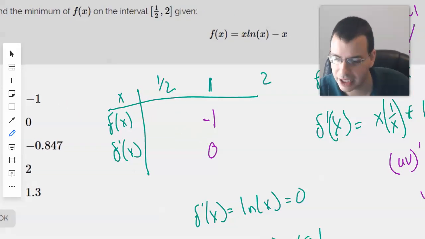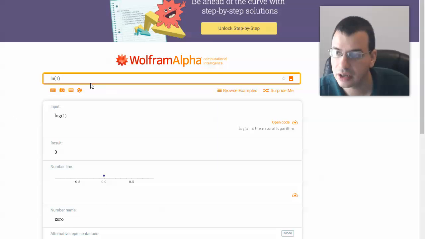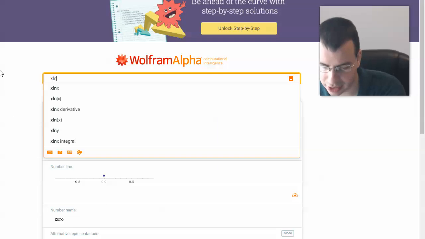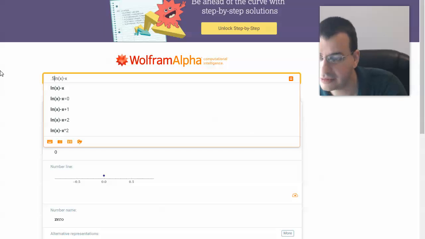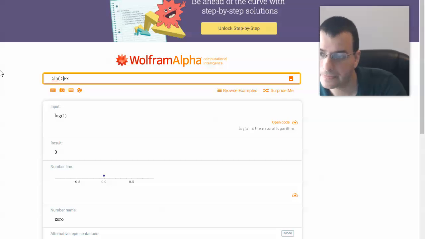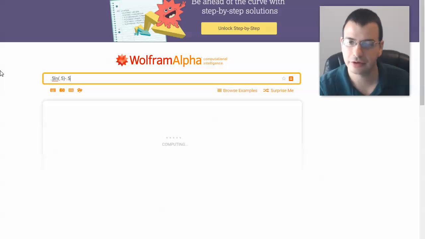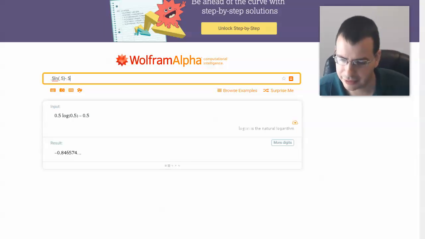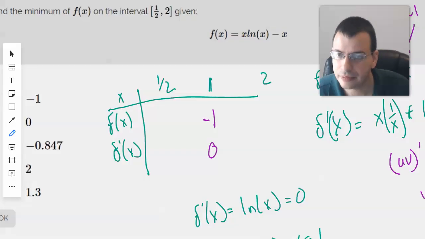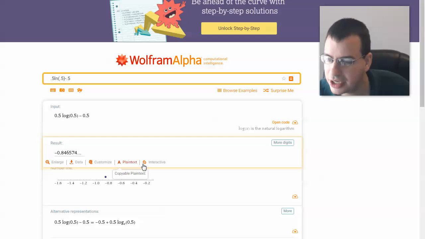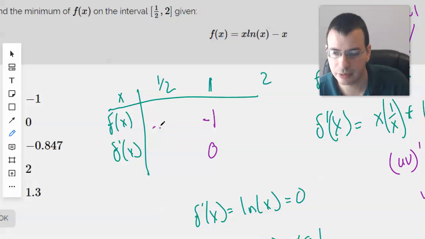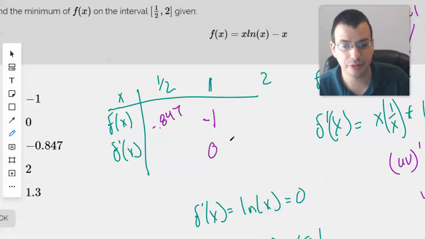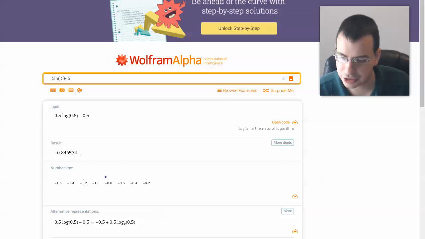x ln of x minus x. So we have x ln of x minus x, and we're going to plug these in for 0.5. Was it 0.5 or was it negative 0.5? No, it was 0.5. Okay. We get negative 0.847. Which is negative, but not as negative as negative 1. So we're good there so far.